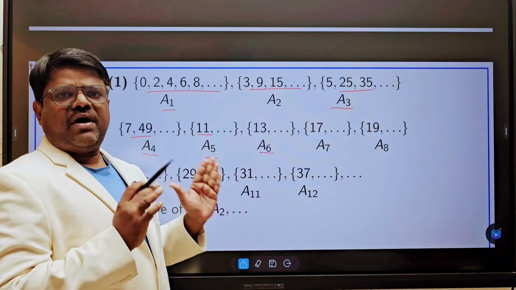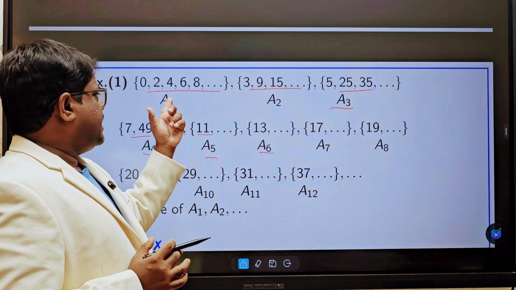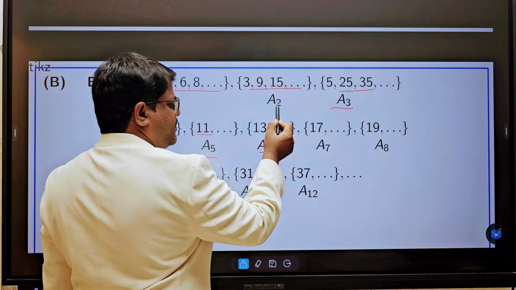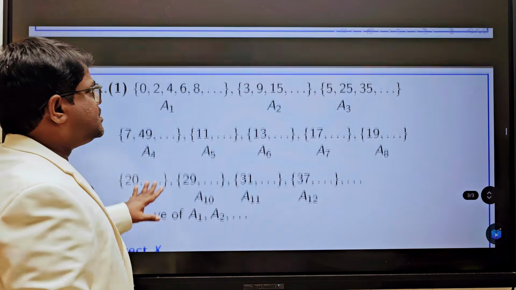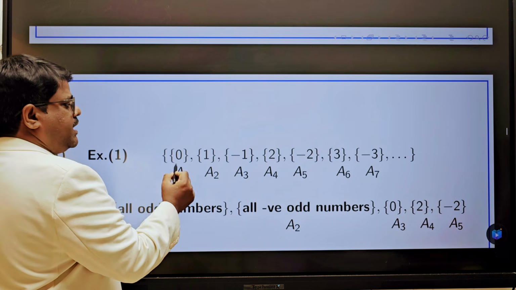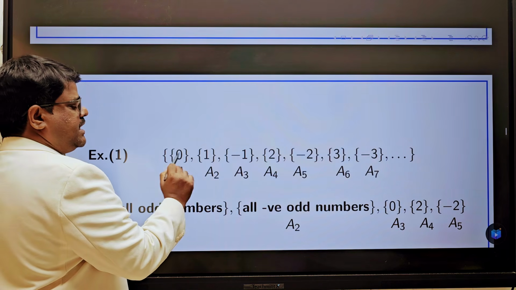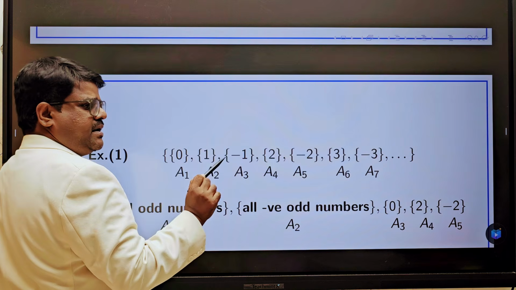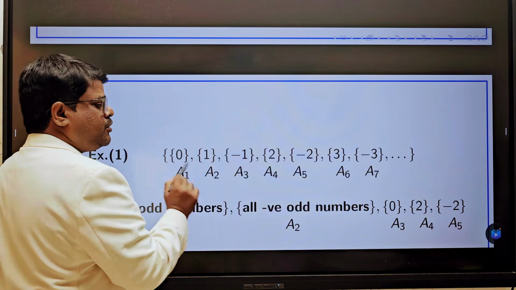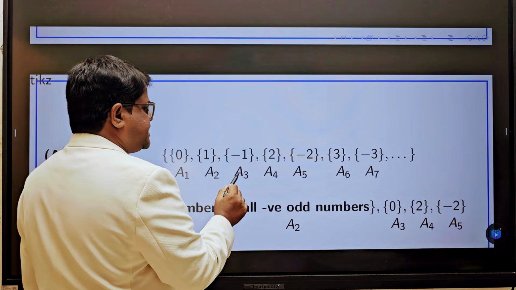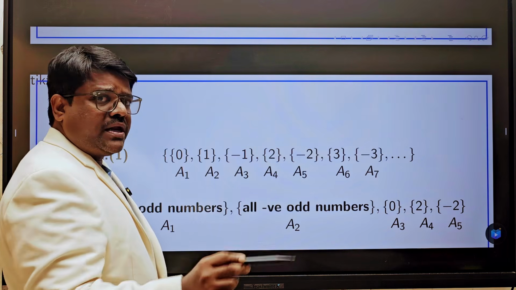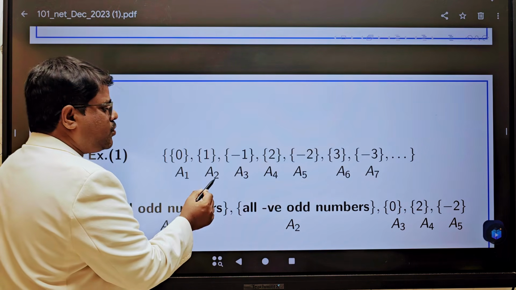And whatever the condition they have given, you take any intersection of A1, A2, that should contain 5. If you take any two, you can take this intersection, you will get 5. You take this intersection, you will get 5. Similarly here also, if you take any two intersection, you will get 5. There is no common element in these subsets. If you take A1 intersection A2, you will get 5. A2 intersection A3, you will get 5. A3 intersection A4, you will get 5, and m is not equal to n.